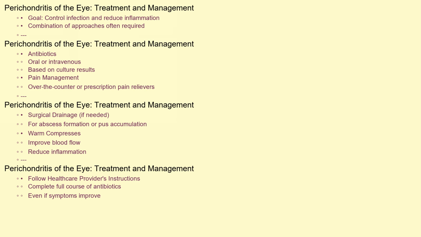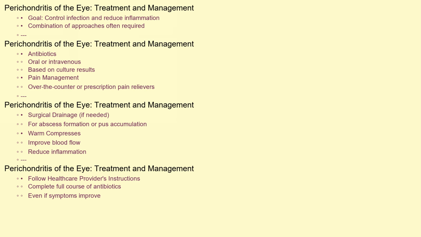Treatment and management of perichondritis of the eye focuses on controlling the infection and reducing inflammation. This often involves a combination of approaches. Antibiotics, either oral or intravenous, are typically prescribed to combat the infection, based on the identified causative organism from the culture. Pain management is also important and can be achieved with over-the-counter or prescription pain relievers.